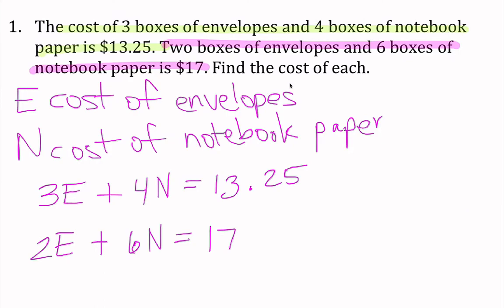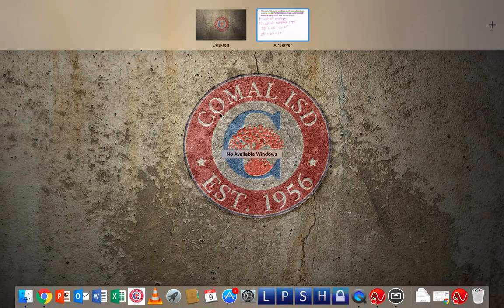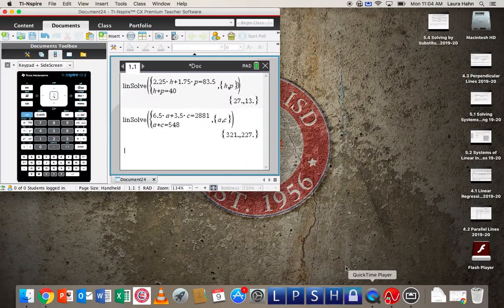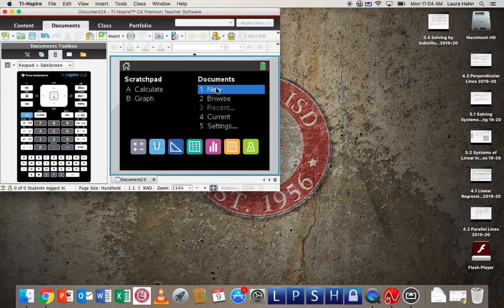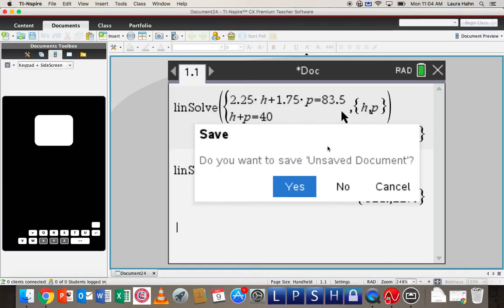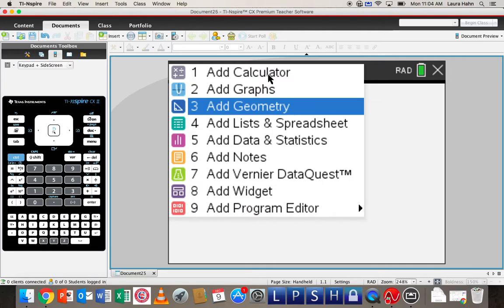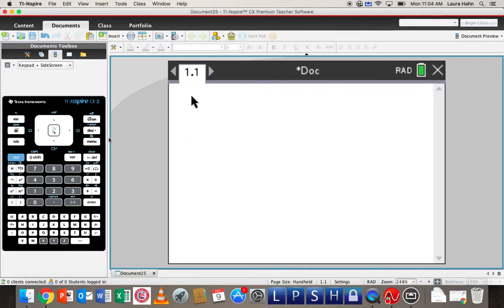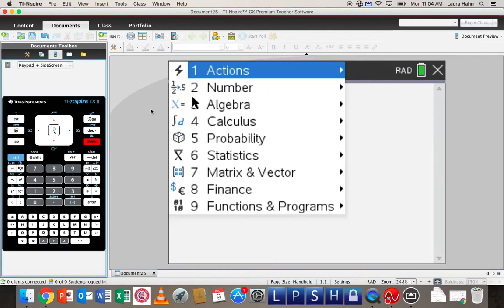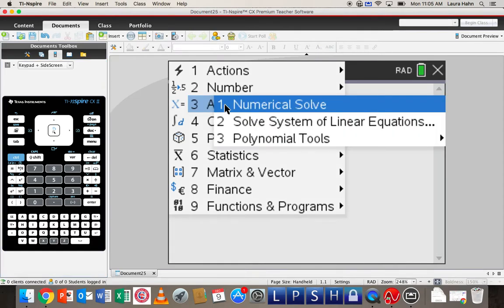One easy way that I showed you was by graphing in the calculator to find your intersection, but if you're going to graph in your calculator, you have to use x and y as your variables. So if we wanted to use E and N instead, this method is super helpful. So I'm going to go to my calculator. I'm going to add a new document, never save, and I'm going to go to a calculator page. And I'm going to press the buttons Menu, Algebra, which is option 3.